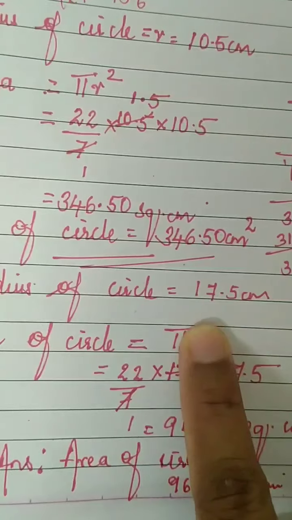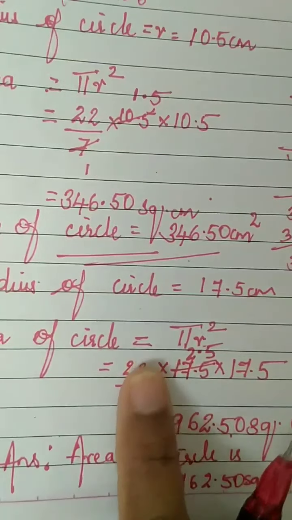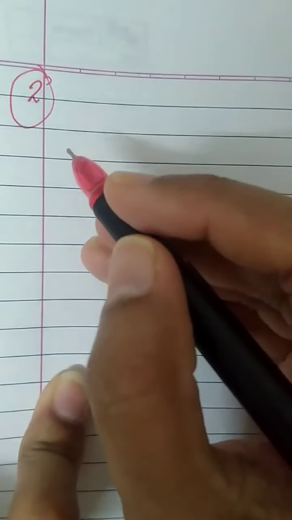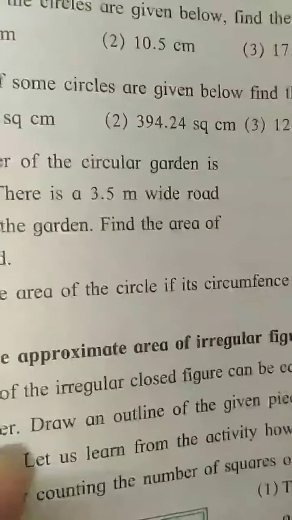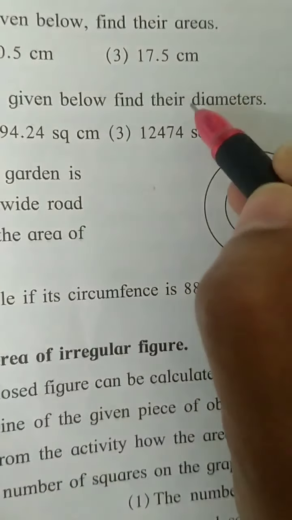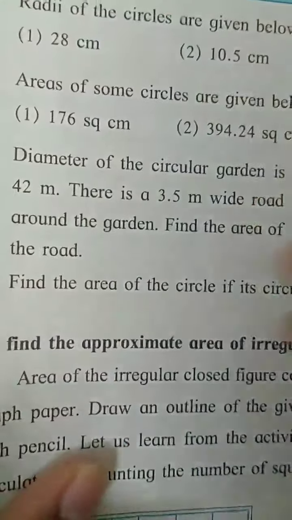Now in the next set of questions, they have given us the area and they are asking us to find out the diameter. So if you get the radius, multiply by 2 will give you the diameter. Second set of sums, area of circle is given. They are asking us to find out the diameter. See the question given in the textbook. Areas of some circles are given below. Find their diameter. If you get radius, that multiplied by 2 will give you diameter. Diameter is twice the radius.